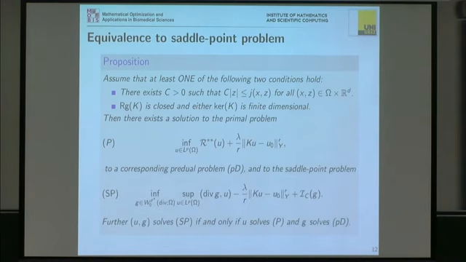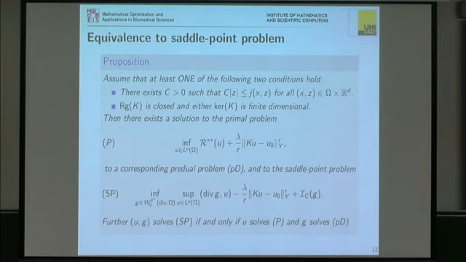Also there is a solution to the corresponding dual problem and to the saddle point problem, and all of the problems are equivalent in the sense that if I solve the saddle point problem, I also solve the primal problem. So under one of these two assumptions, I can try to solve the saddle point problem, which does not require explicit knowledge of this A double star, and I obtain a solution of the original problem, which involves the lower semi-continuous relaxation of my regularizer.